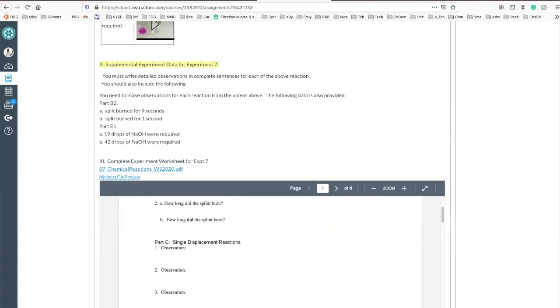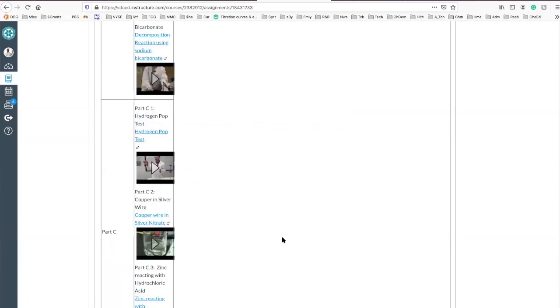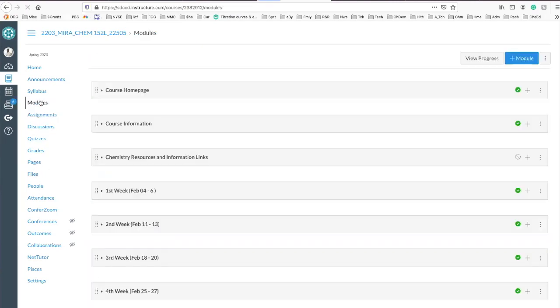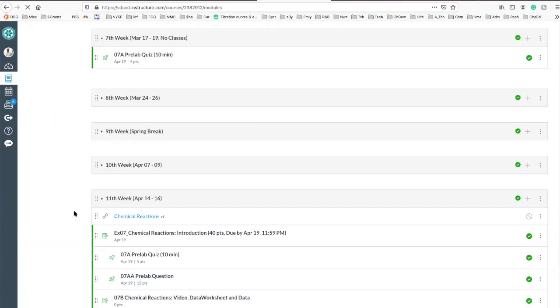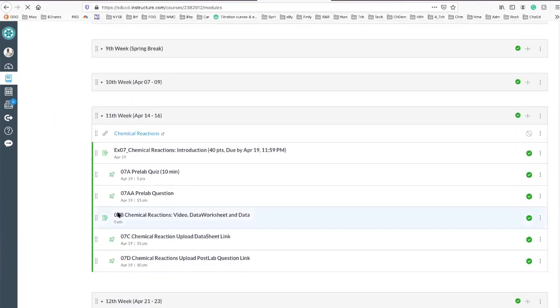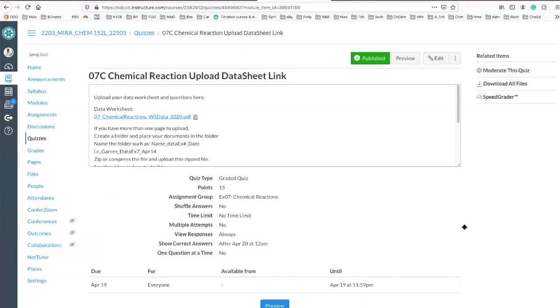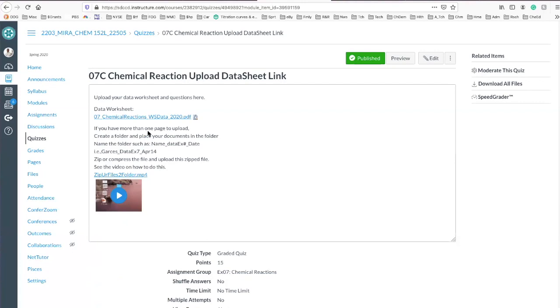Okay. So that's where you find all the videos for this particular experiment. It's going to be found under video, data, worksheet, and data. It's important that you watch the video because you're going to be graded on the detailed observations that you take. Now, when you complete the data, let's walk through this so that you can see what's required in this experiment. Then you're going to submit the data here.